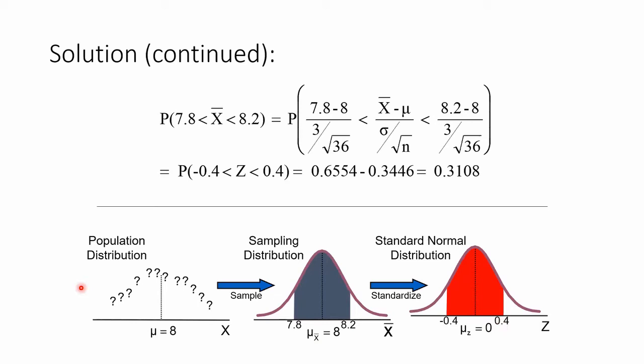So see the sequence, how it has all played out. You have a population distribution which you don't know, but your population mean is 8, right? Your random variable is X. You derive 36 samples from this and you derive the sample means of each of these samples and you plot your sampling distribution. Accordingly, you get this, and from that you get your standard normal distribution in order to calculate the probability of X bar lying in between these two values.